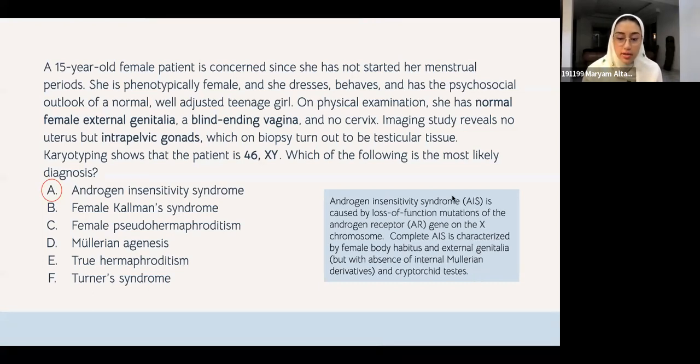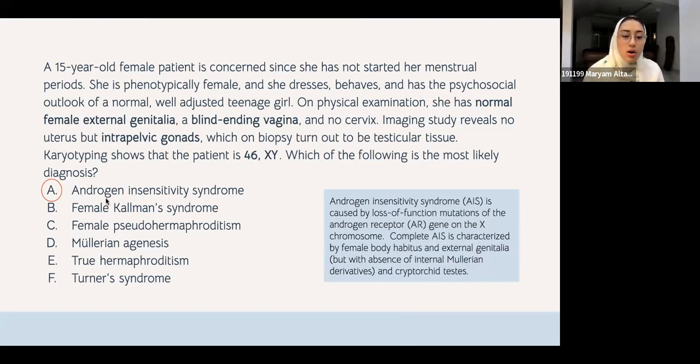I'm going to talk about Mullerian agenesis in a second. A blind-ended vagina is basically when there's no opening, if that makes sense. I have a picture in a second with androgen insensitivity syndrome that hopefully is going to clear it up.